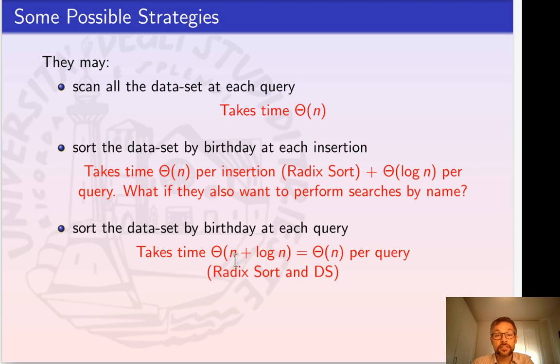So what about another possible strategy? It could be to sort the whole dataset by birthday at each query. Let me go back again to the previous point. It's not clear. More people are born on the same day, theta of n, and only one person registered the same day. No. I was saying that. So let me repeat the point here for this strategy.